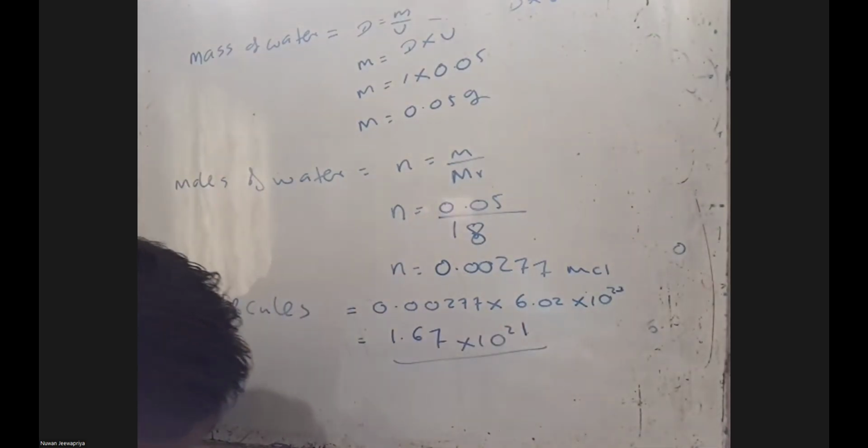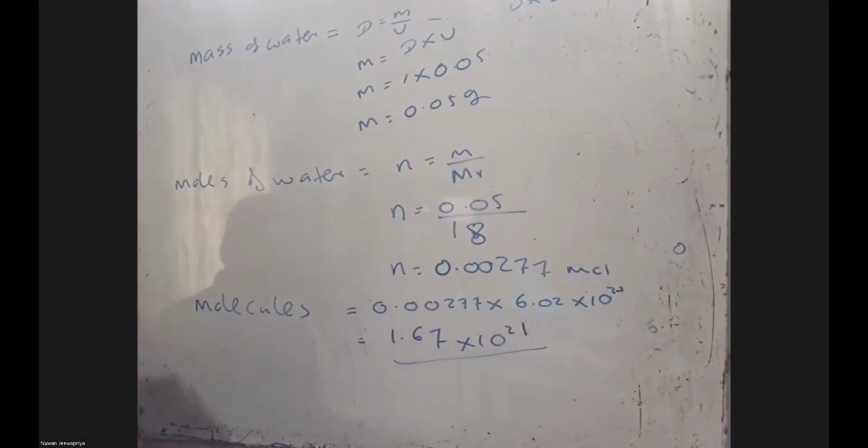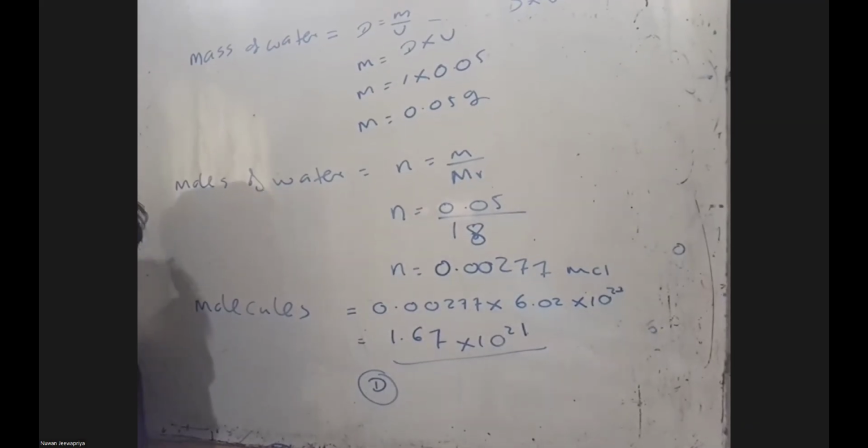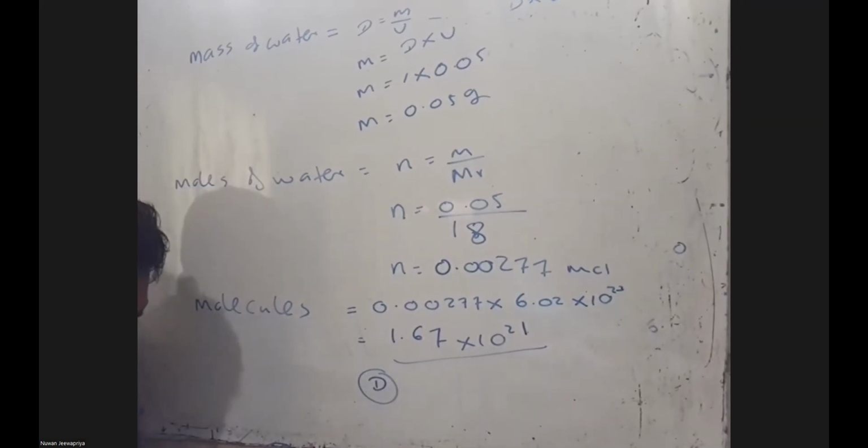So the answer is D. Right, the answer is D. So you get how to get the answer for that. Right, so that is the way we get the answer for question number 4.